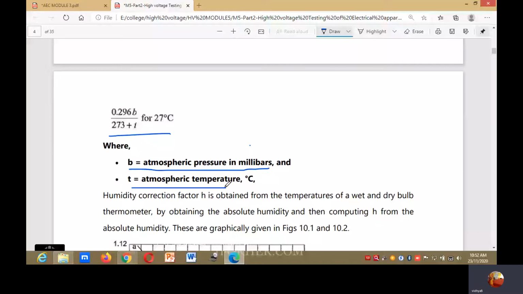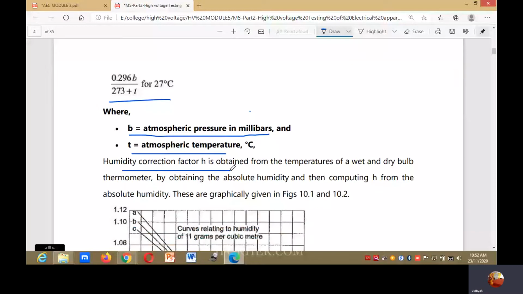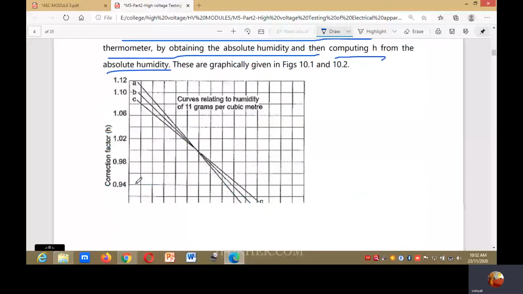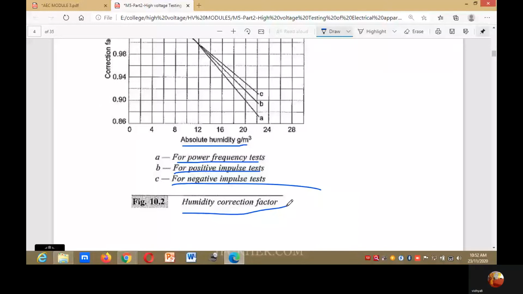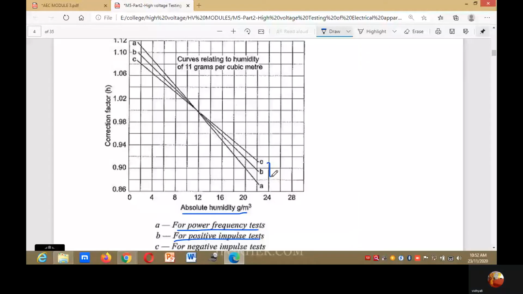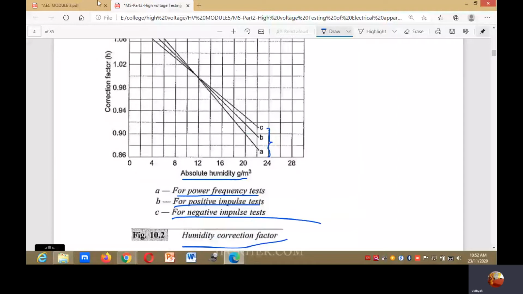The humidity correction factor H is obtained from the temperatures of a wet and dry bulb thermometer by obtaining the absolute humidity and then computing H from the absolute humidity. This is the graph of absolute humidity. A is for the power frequency test, B is for the positive impulse test, and C is for the negative impulse test. These are the variations in the humidity correction factor.